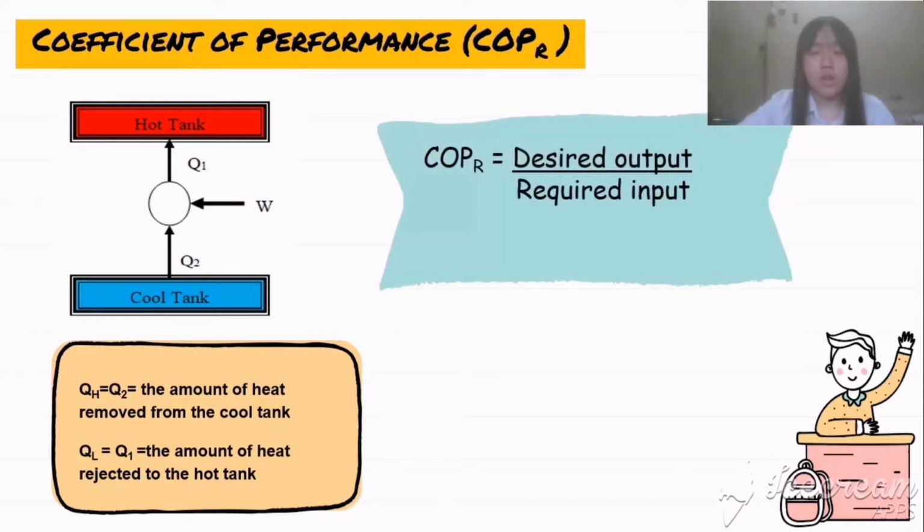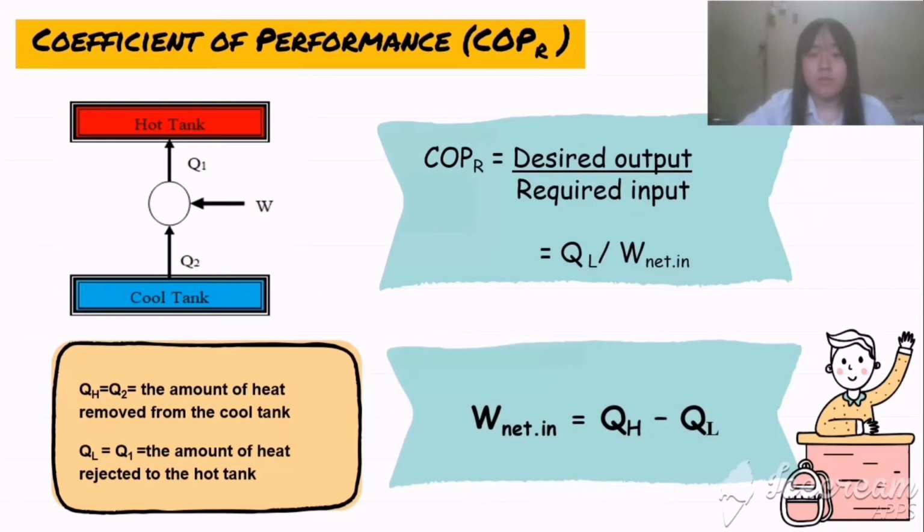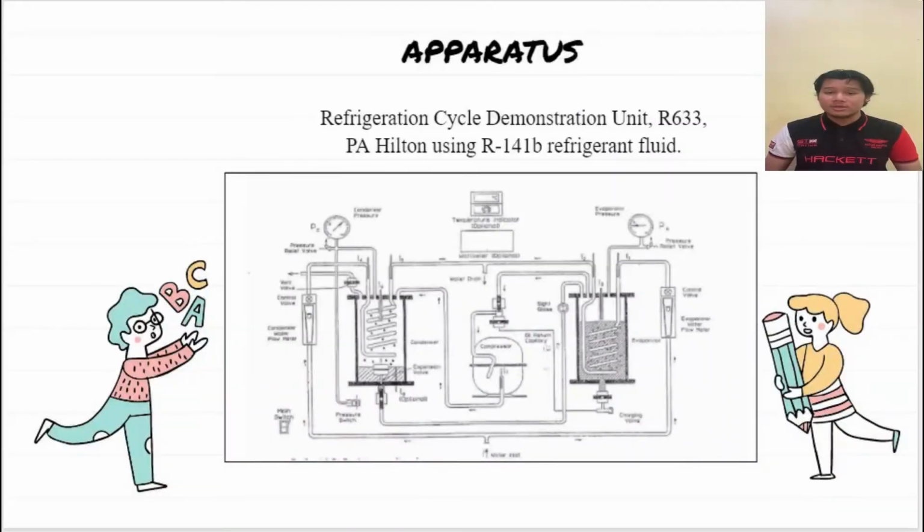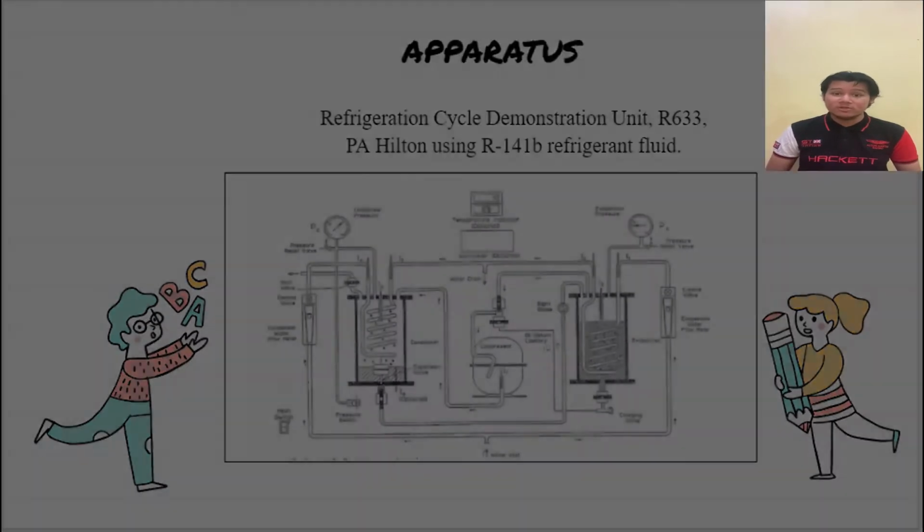The formula of coefficient of performance COPR is the desired output, QL, which is the amount of heat removed from the cool space, over the required input, which is work in. Then we can use this equation, work in equals QH minus QL, to find the work in. The apparatus is the refrigeration cycle demonstration unit R633 PA10 using R141B refrigerant fluid.